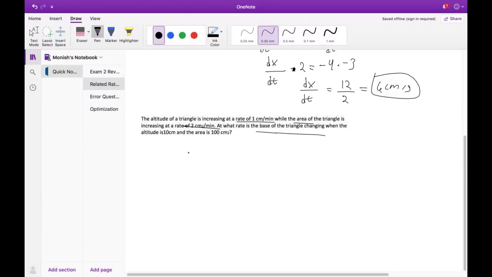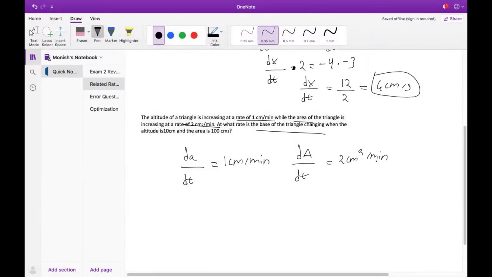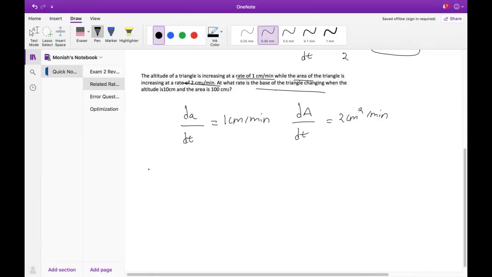So I'll call altitude little a, so da over dt is equal to 1 centimeter per minute. And I'll call area big A, so dA over dt is equal to 2 centimeters squared per minute. Then I need the equation involving altitude and area. So we all know that area is equal to 1/2 base times height, or in this case, they call it altitude, so little a.